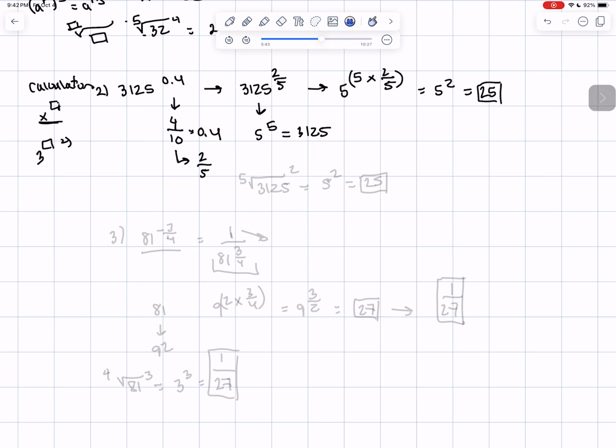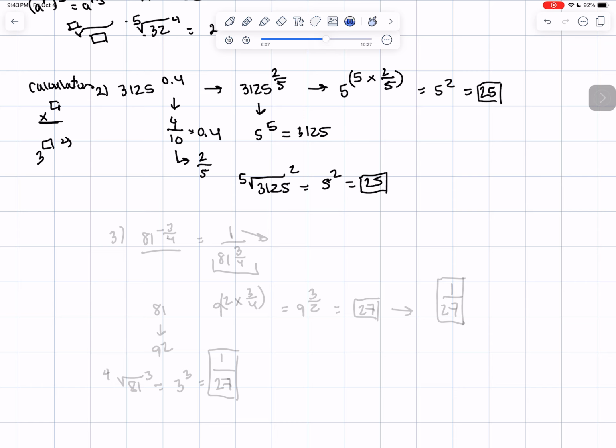So if I would do the same on my calculator, I would just put 5 square root 3,125 in my calculator. I'll do that right now. 3,125. I get 5, and then I carry over that 2. So 5 squared is 25. So same answer.